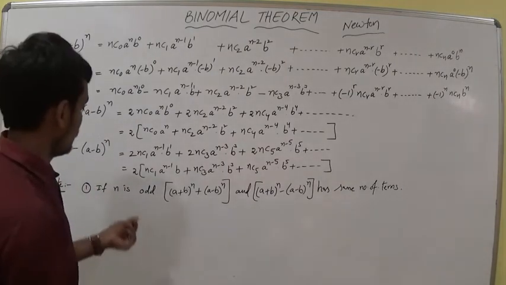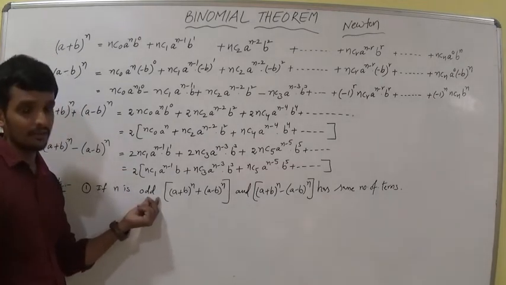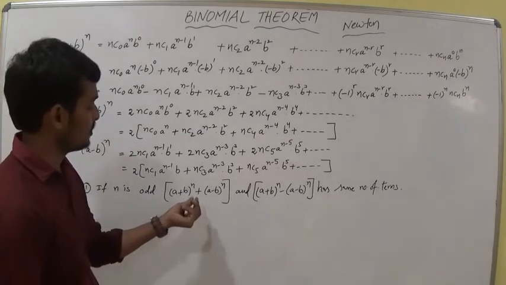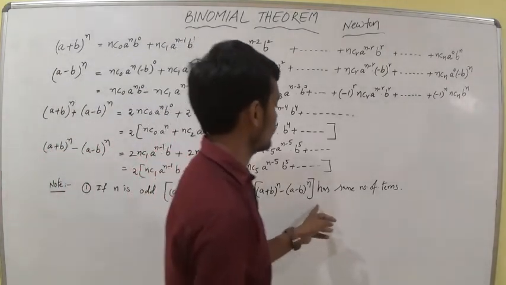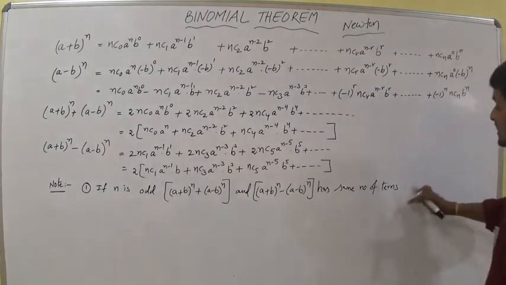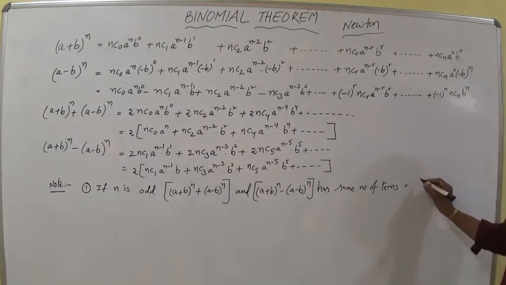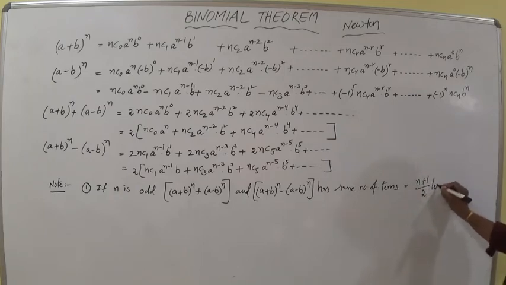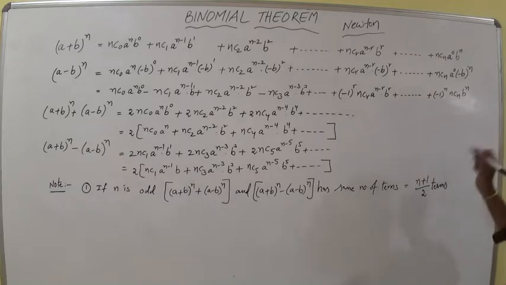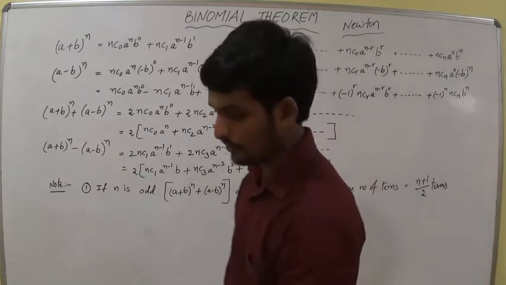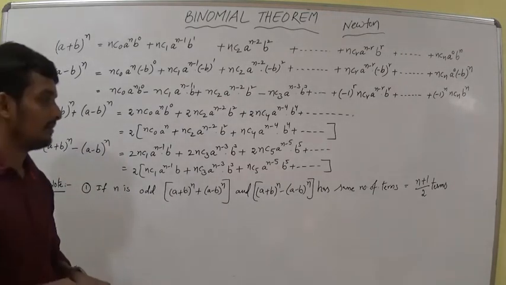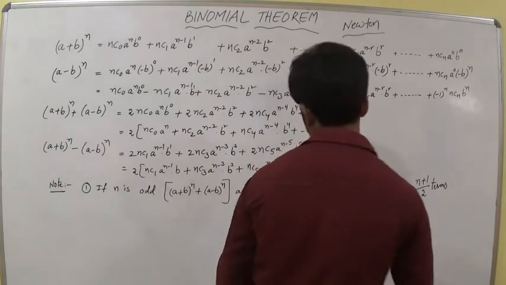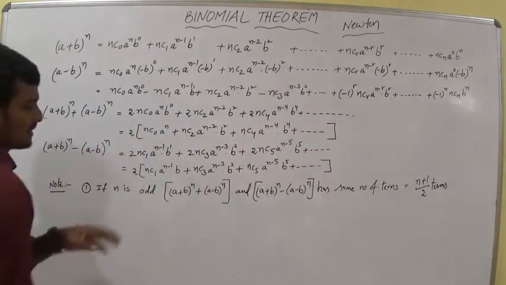If the value of n is odd, (a plus b) whole power n plus (a minus b) whole power n, and (a plus b) whole power n minus (a minus b) whole power n have the same number of terms, and those are equal to (n plus 1) by 2 terms. Observe this point, very clear. It's very easy.